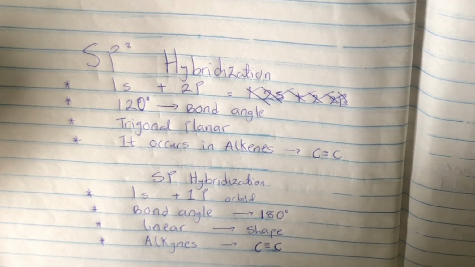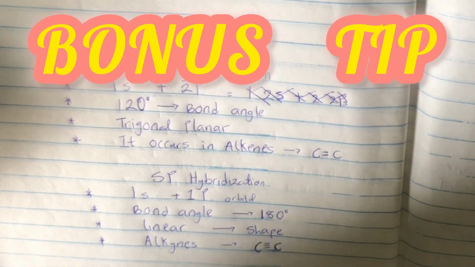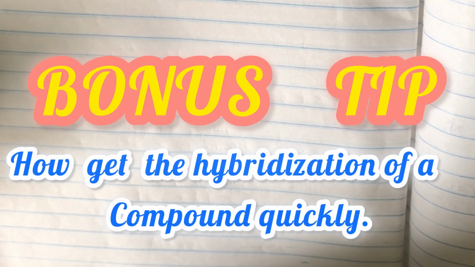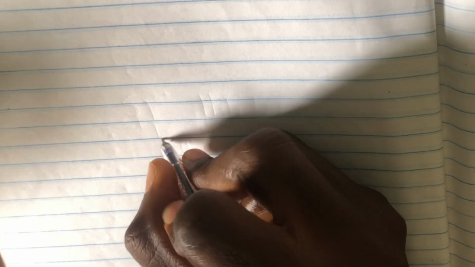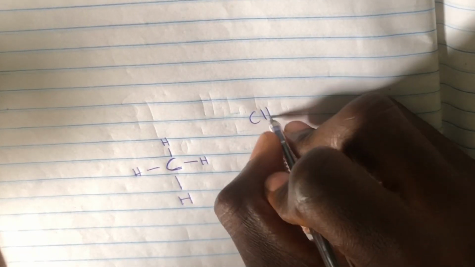So I said I will drop a bonus tip on how to know the hybridization of the central atom in a compound very fast. Let's say you are given a compound like methane, this is H, this is H, this is H, and this is H, right? So this is methane, CH4. You already know the hybridization of carbon in methane is actually SP3. But let's say you don't even know that information.